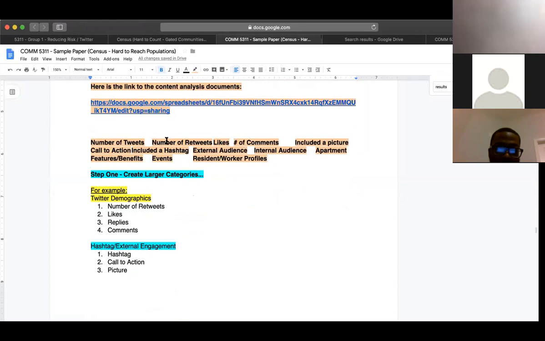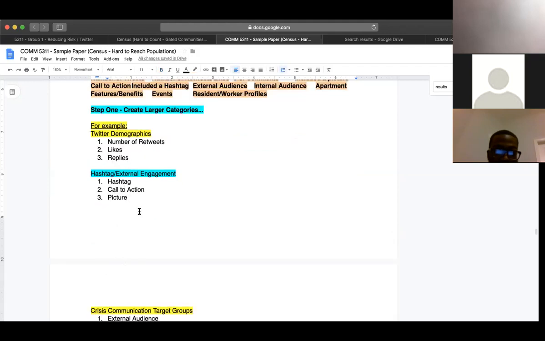So number of tweets, number of likes. What was likes? Oh, likes right here. Replies are somewhere, comments on this one, and I think I just put comments instead of replies. This one had three sub items under it. We have the overarching category, the big category, Twitter demographics, and underneath that you have subcategories, which are retweets, likes, and replies.